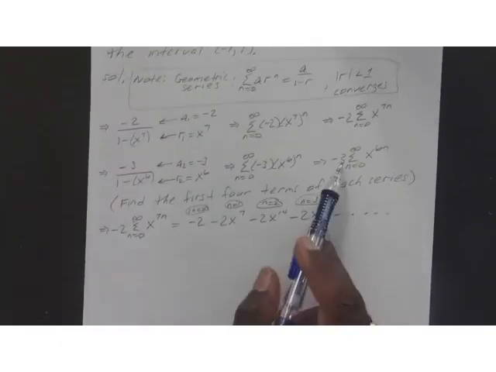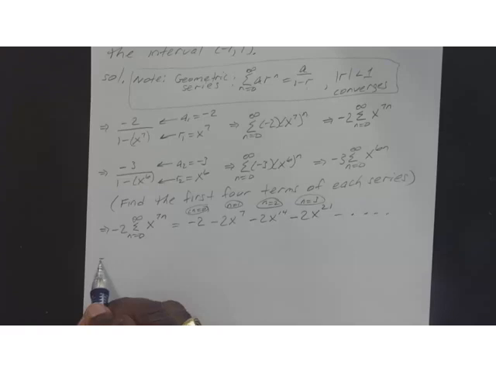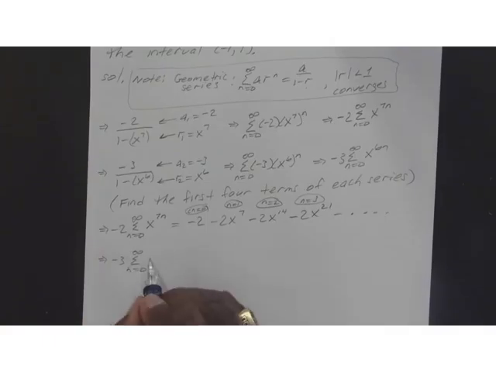And we do the same thing for this one. So we have negative 3 times the sum from n equals 0 to infinity of x to the power of 6 times n.